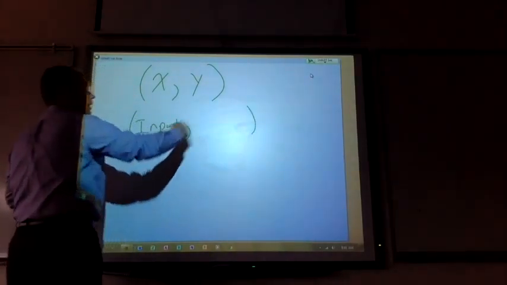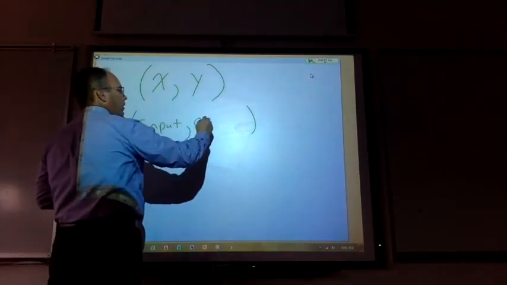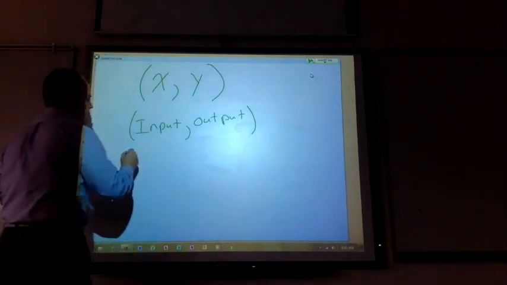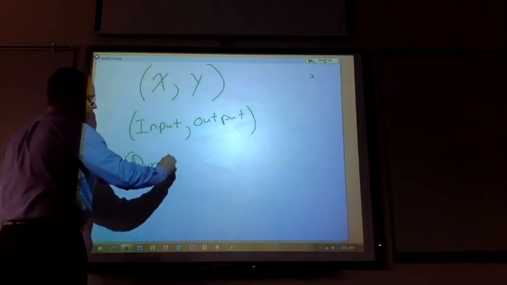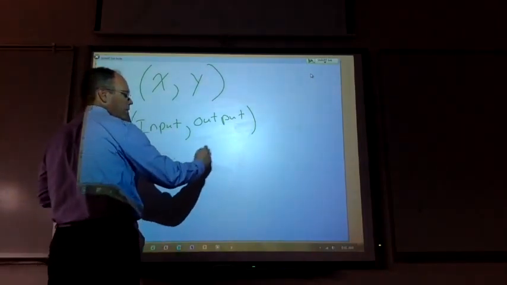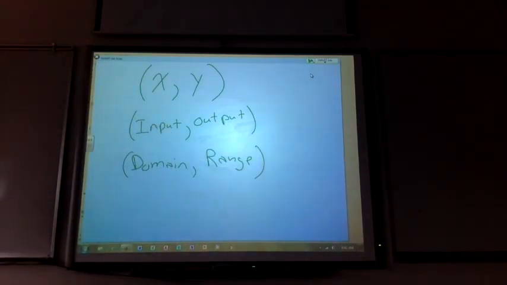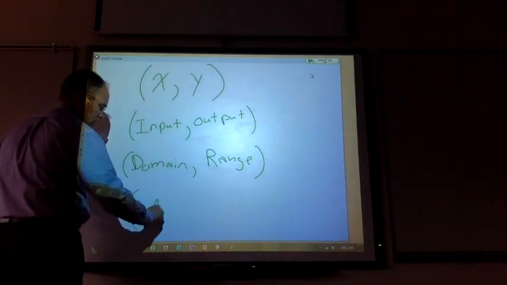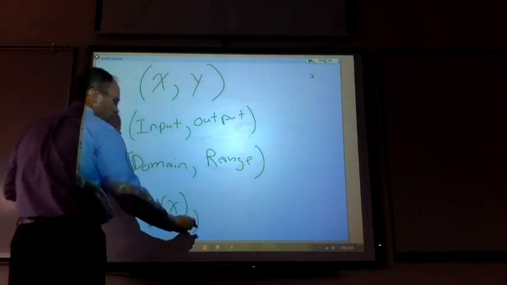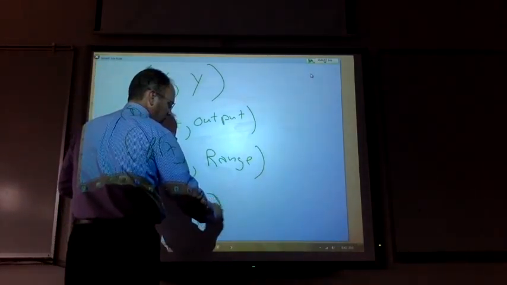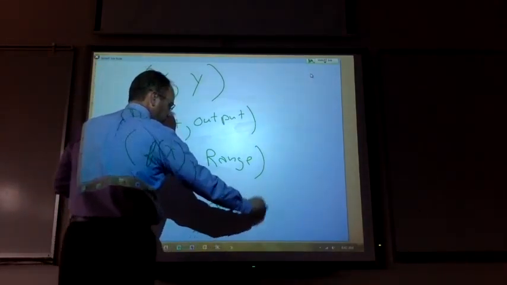What's this other answer going to be? Output. Notice an ordered pair, a relation, x comma y, can be written as x comma y as a point. It can be written as input output. It can be written as domain range. Function at x and an answer. Okay?